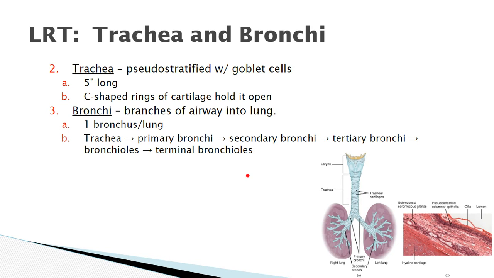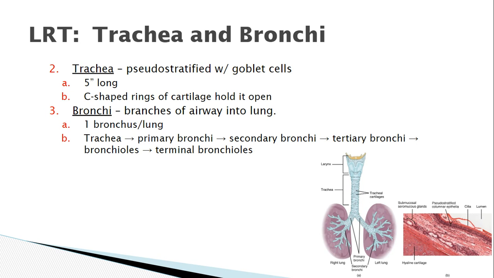All right, and that brings us on to the trachea. So the trachea is a tube that comes down from the larynx, and it's a little bit narrower than the larynx. So if you look at this illustration right here, you can see how it's kind of forming like a funnel, and it's narrowing as it goes down. Trachea is about 5 inches long. It starts in the base of your neck and goes down into your thoracic region, and it's covered with pseudostratified epithelium, and it's got goblet cells.